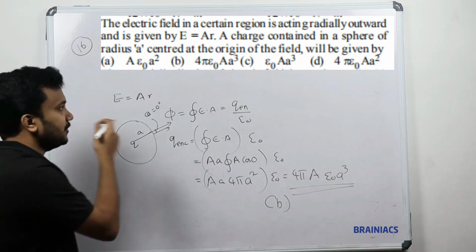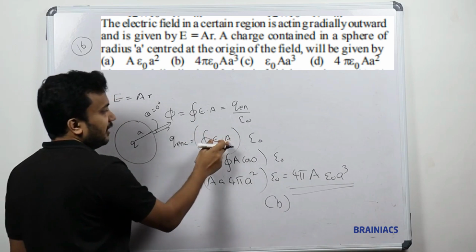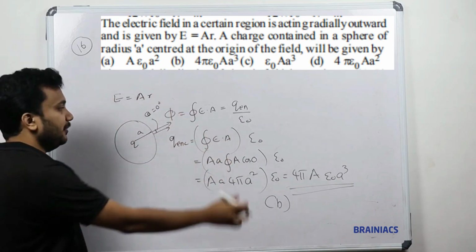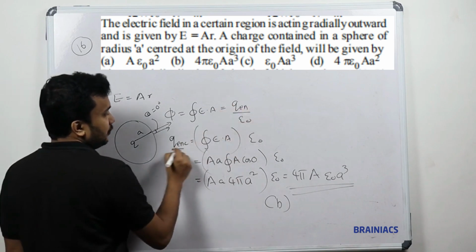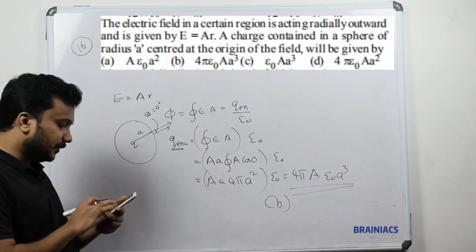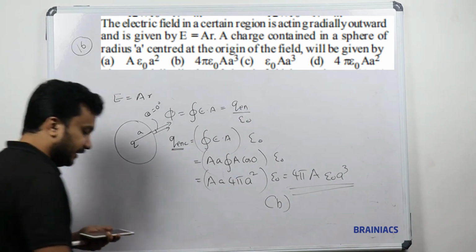Straightforward question. The electric field is given, R will be equal to A substituted, and we are integrating the area. For a sphere it is 4 pi R square, and R becomes A. We are finding the Q enclosed charge they are asking in the question. Fine, perfectly. So we'll move to the next question, question number 17.